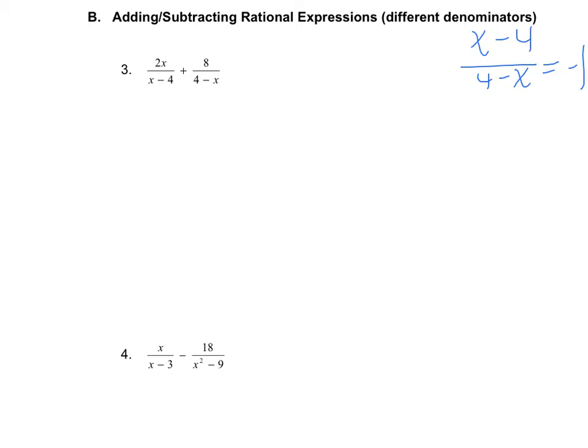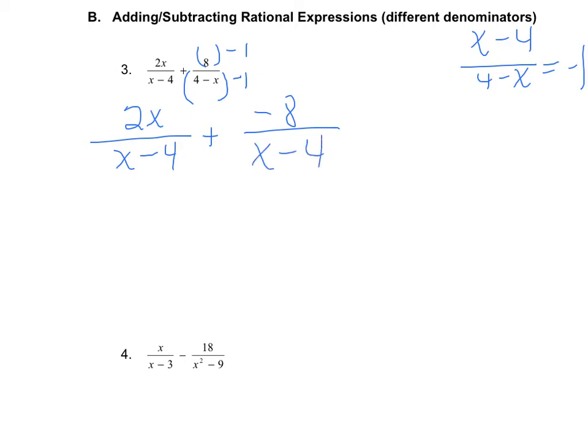So let's try this, since knowing that if they were in the form of one on top of the other, I could reduce it to a negative 1. So I'm going to multiply the second guy by a negative 1. But whatever I do to the bottom, I have to do to the top. So I'm going to rewrite this. I have 2x over x minus 4 plus negative 8 over negative 1 times 4 is a negative 4, and a negative 1 times a negative x is a positive x. So now I have x minus 4. Wow, by doing that, I was able to get a common denominator.